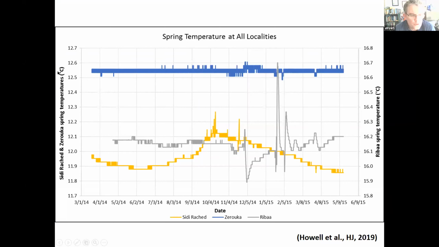So the first graph here shows spring temperature. Sidi Rashid and Zaruka are shown on the left-hand y-axis, Riba on the right-hand y-axis, and you can see here that Zaruka is a relatively flat line. Sidi Rashid shows some sinuosity with a bit of noise, and Riba is kind of a hybrid. It's very gently fluctuating but relatively flat up until November, when it starts to become much more erratic.